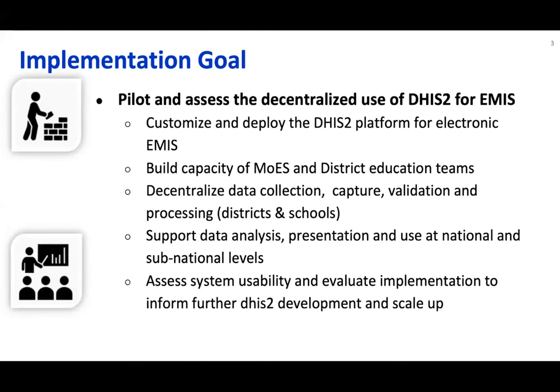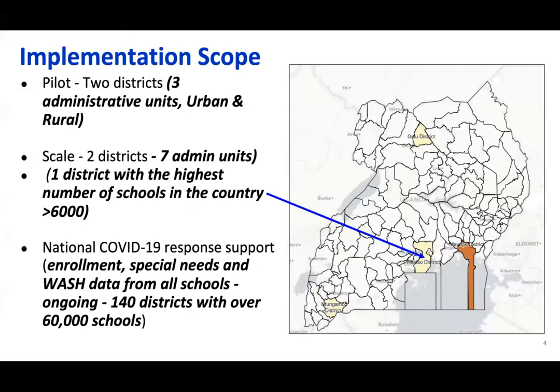So those were our implementation goals, and we have basically been able to achieve most of these, as we shall share moving forward. In terms of scope, the first initial implementation had a phased and overlapping scope. The first was to pilot in two districts, representing an urban district and a rural district, to compare the challenges, the benefits, and how it's used at these different levels. Two districts were selected by the Ministry of Education and Sports, and we used those two districts as our pilot.